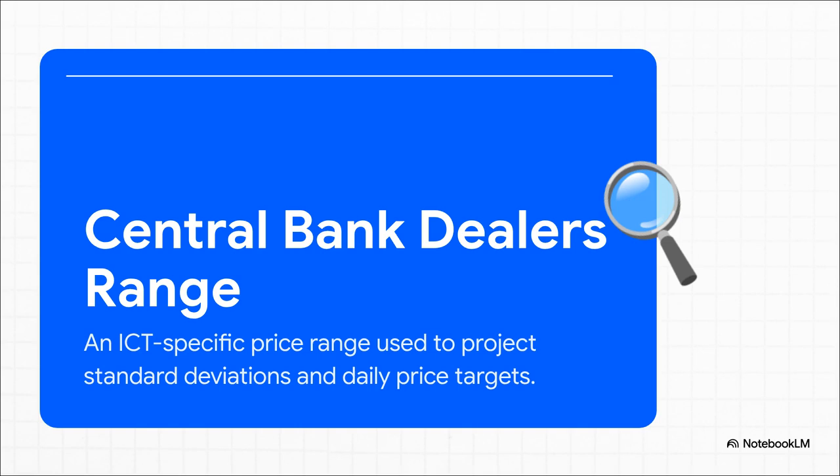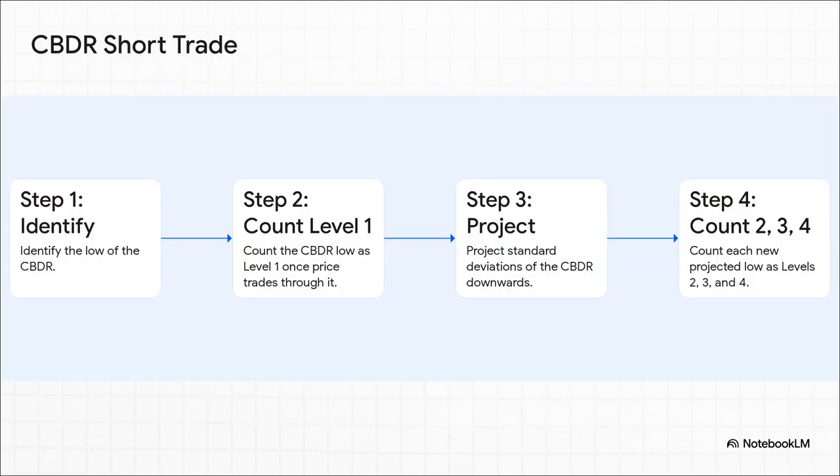The whole idea is to pinpoint a particular price range that forms early in the day. And once you've got that range locked in, you can use it to project standard deviations out. And guess what? Those projections give us our 4 potential targets for the day. Let's break down how this works. Say you're looking for a short trade. First, you mark out the low of that CBDR. The second price trades through that low, you count that as hitting target number 1.